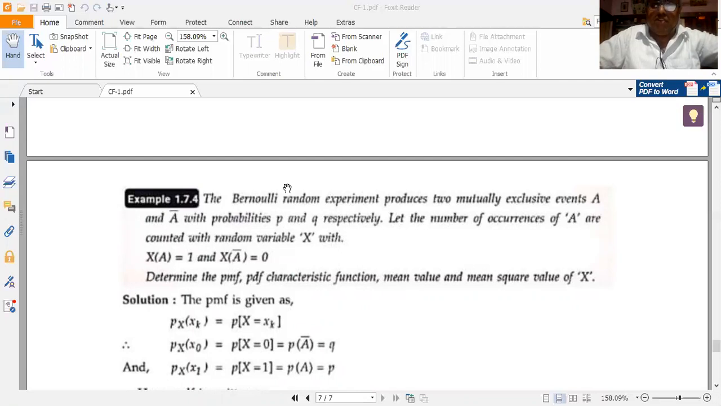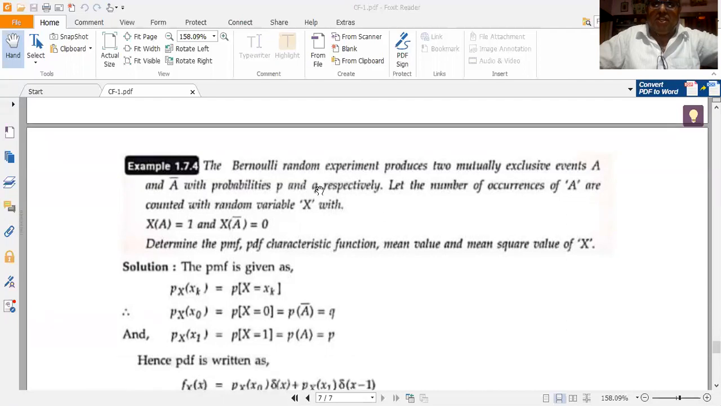So we shall solve this problem in order to compute the CF of the sum. The problem statement goes like this: the Bernoulli random experiment produces two mutually exclusive events A and A bar with probabilities P and Q respectively. Let the number of occurrences of A be counted with respect to random variable X. So X of A is equal to 1, X of A bar is equal to 0. Determine the PMF, the characteristic function, mean value and mean squared value of X.